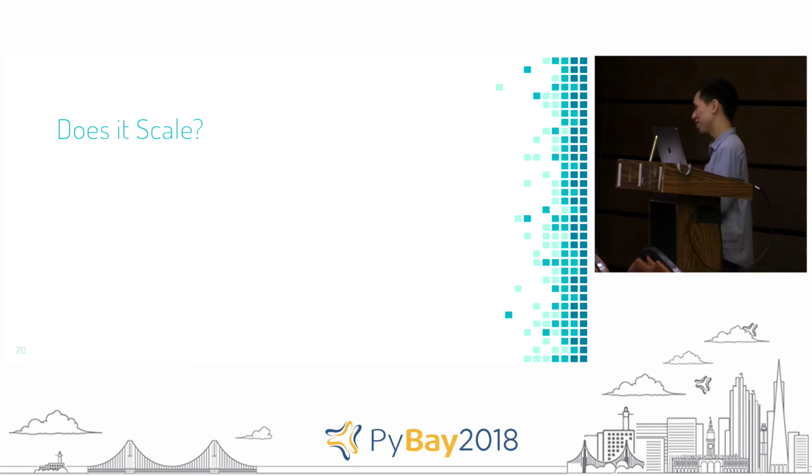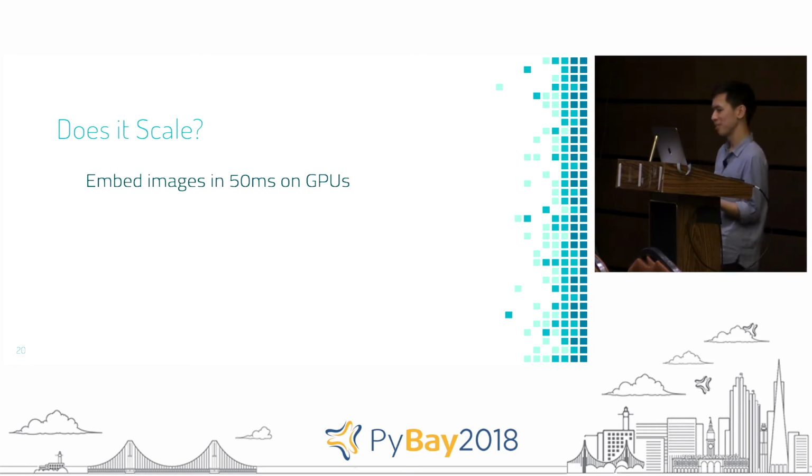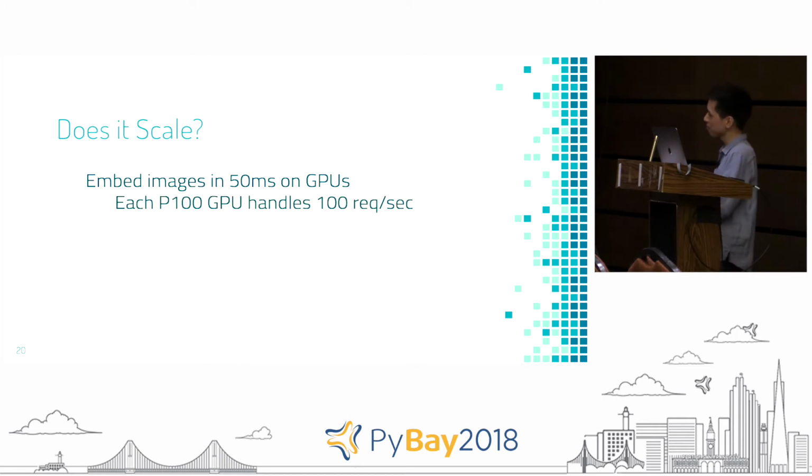So how does this scale? I'm going to talk a little bit about how well this works at Wayfair. We can embed images in about 50 milliseconds on GPUs. On CPUs, it's about 100 milliseconds. And we can handle about 100 images per second on TensorFlow serving with our model.